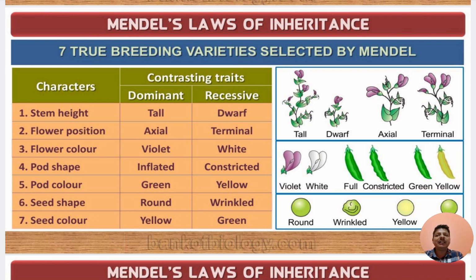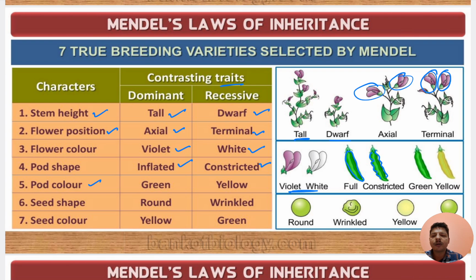Next, Mendel chose the pea plant because it has 7 true breeding varieties of contrasting characters or traits. As you all know, characters are also called traits. First of all, stem height. As you can see, tall and dwarf, where tall is dominant and dwarf is recessive. Flower position, axial and terminal. Axial means sidewise, terminal means at the top position. Flower color, violet or white. Pod shape, inflated and constricted. Inflated means like a flattened pod, as you can see, and constricted like this.